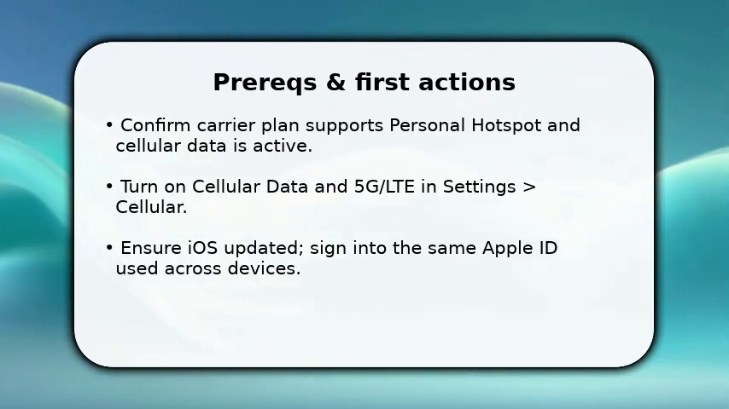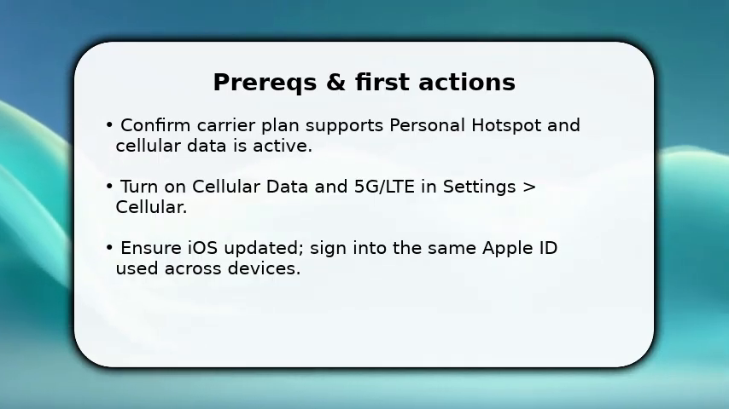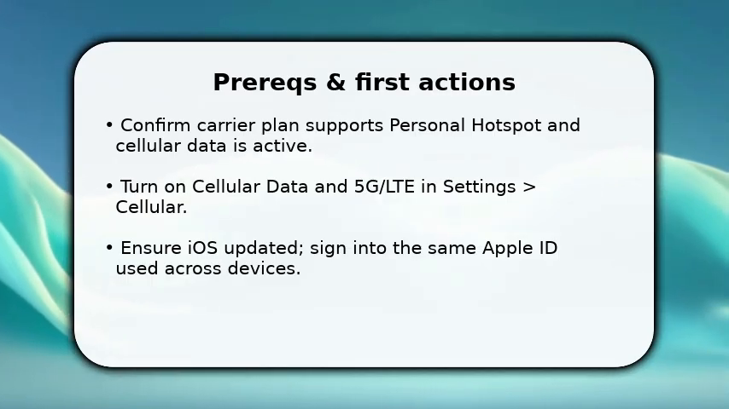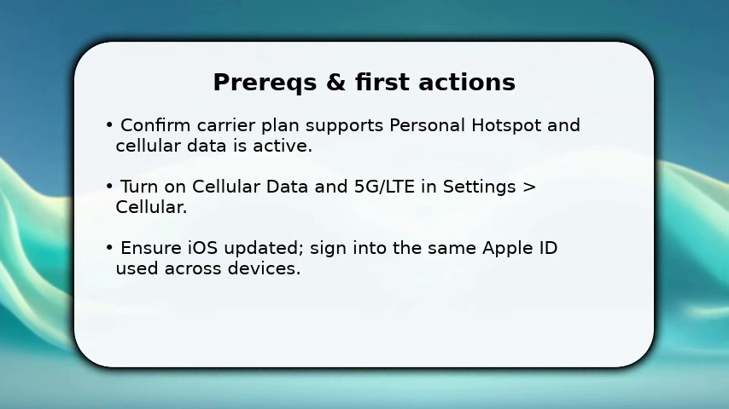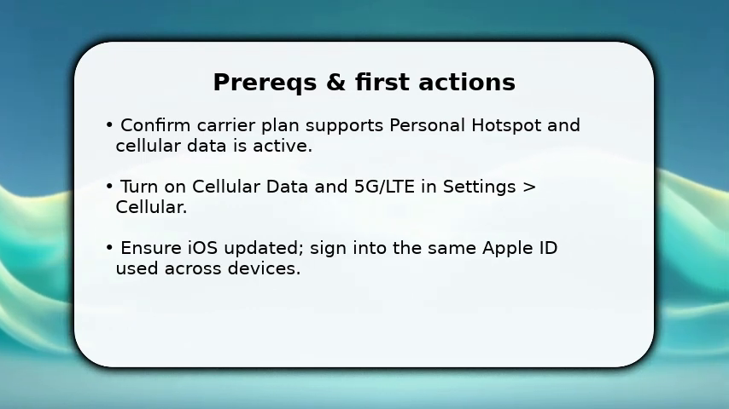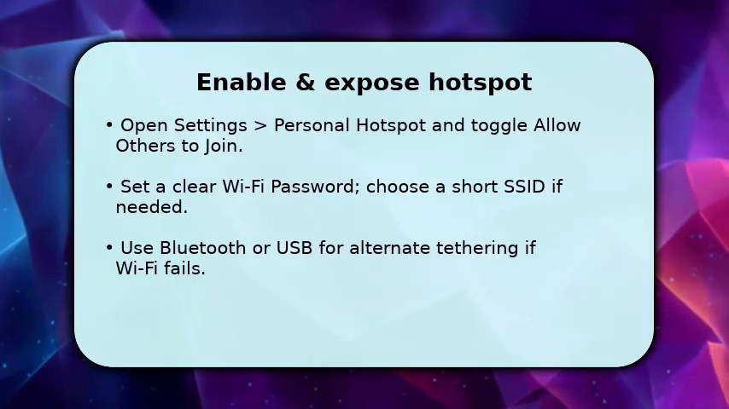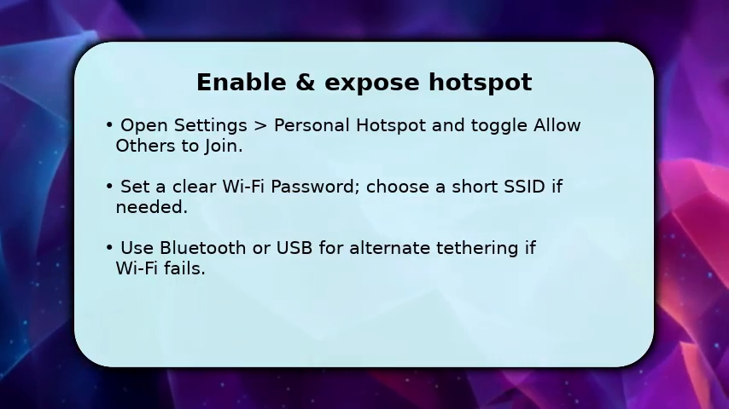Then sign into your Apple ID in settings if you aren't already. Account mismatches can hide Hotspot. You're doing these steps now because the hotspot option appears only when the phone has an active, carrier-authorized data connection and an up-to-date OS. Next, go directly to Settings, Personal Hotspot, and toggle Allow Others to Join.